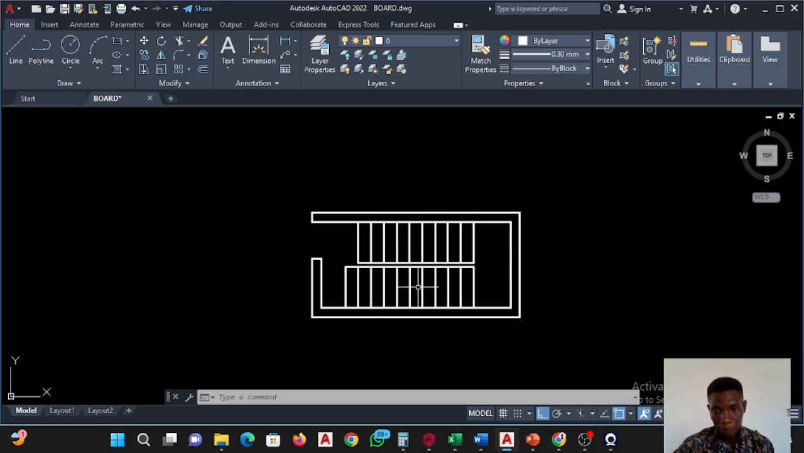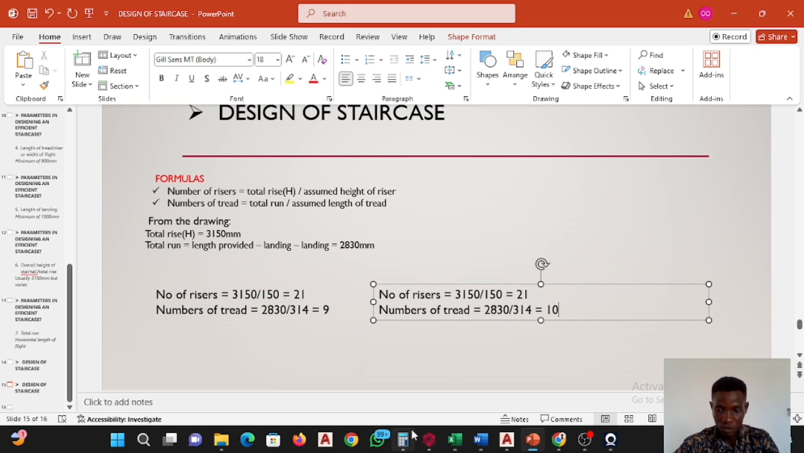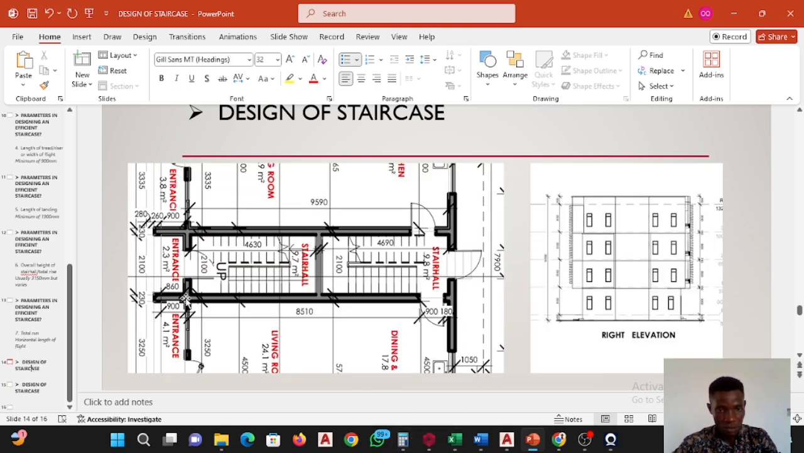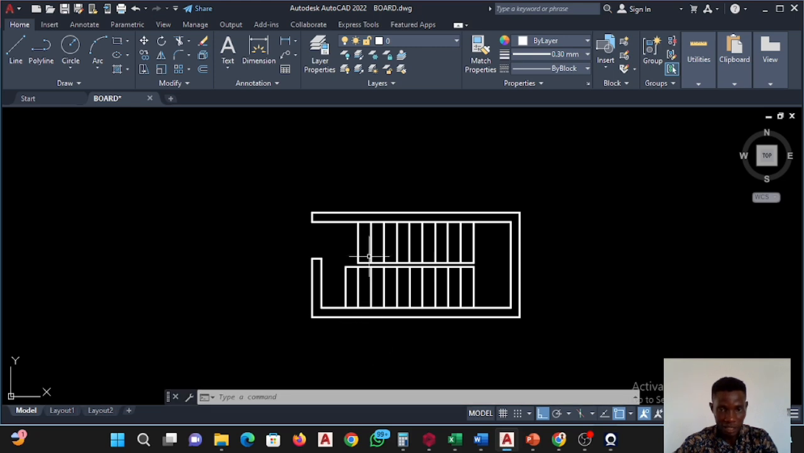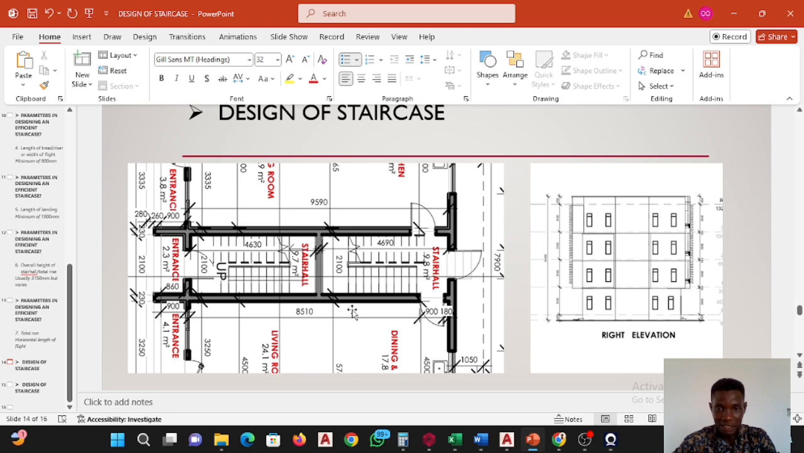And that's how to design a simple staircase. If you look at what the architect did here, the architect decided to have 10 here and 9 here. So our own indicates that this one will be 9 and this will be 10. That's a simple way to design a stair. It's the simplest way to design a stair.